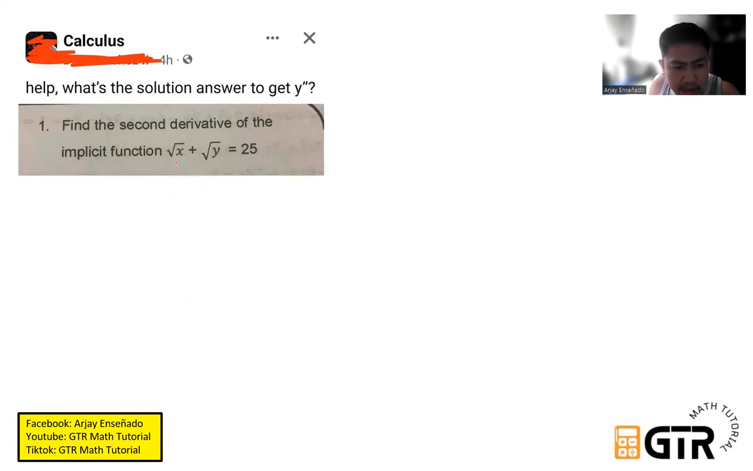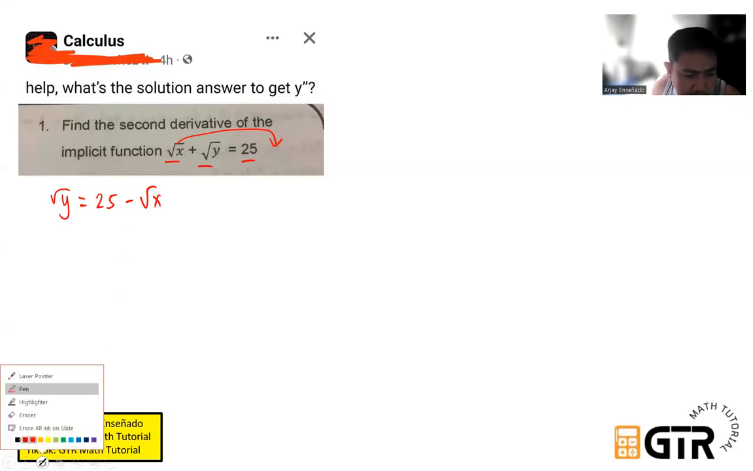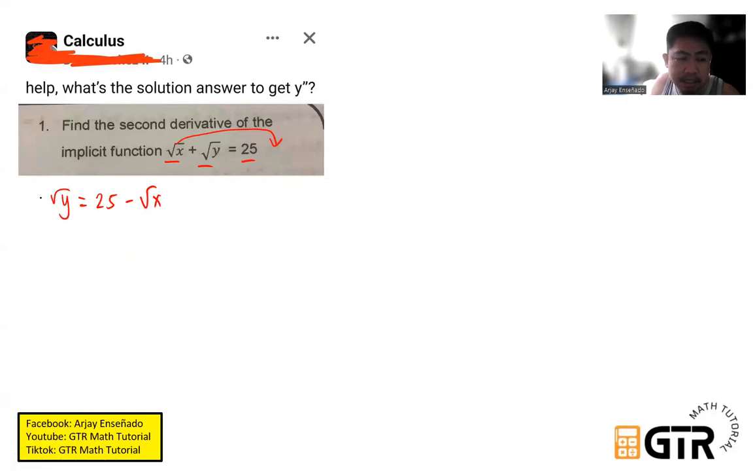Okay, so let's start. So we have square root of x plus square root of y equals 25. Isolve natin yung y. So solve for y. So si square root of x ilipat natin sa kabila. So therefore we have square root of y is equal to 25 minus square root of x. And then solve natin, kailangan y ito. So since naka-square root siya, kunin natin ng square natin both sides. So square both sides, so therefore the left side will become y equals 25 minus square root of x squared.